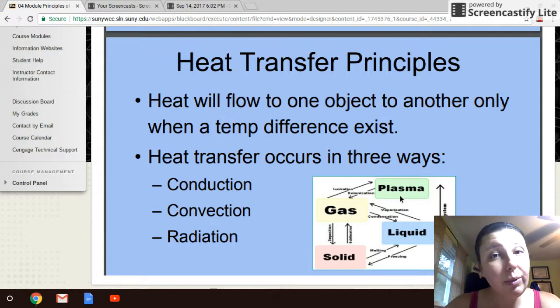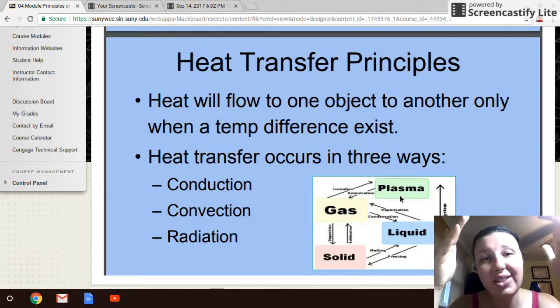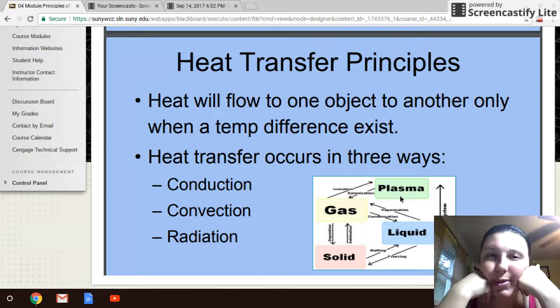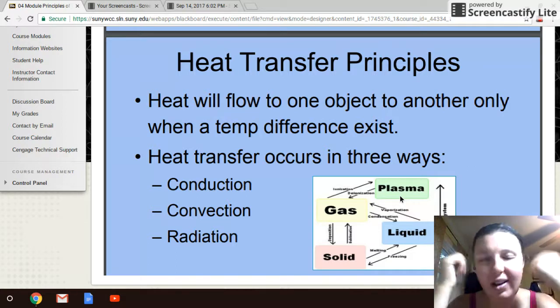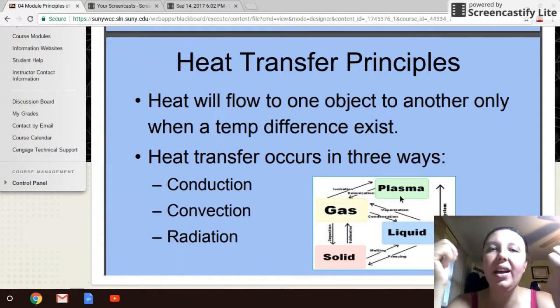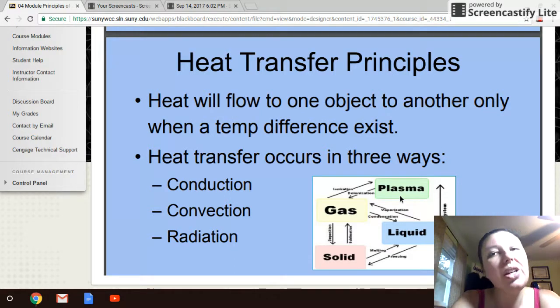And when lightning strikes, plasma does shoot off from the top of a lightning strike. So lightning produces plasma. So we do see plasma production on planet Earth, but it's not common the way that solids, liquids, and gases are, right? Our Newtonian phases are. So there are three ways heat can transfer in or through an object. And this is where we get into conduction, convection, and radiation.